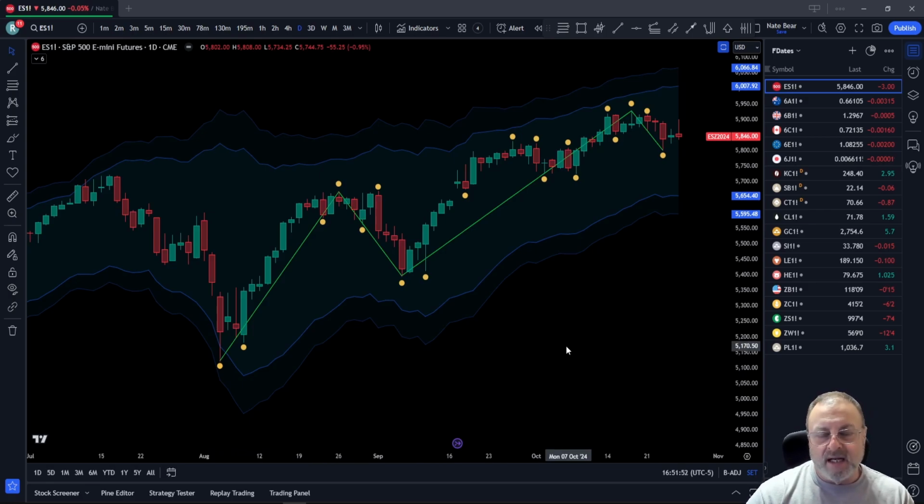Now, you don't really need to get into all that terminology, impulse, and in this case, corrective wave, impulse wave, corrective wave, unless you're going to get into Elliott wave. I don't dabble in Elliott wave, so I don't usually say these things to communicate with Elliott practitioners.